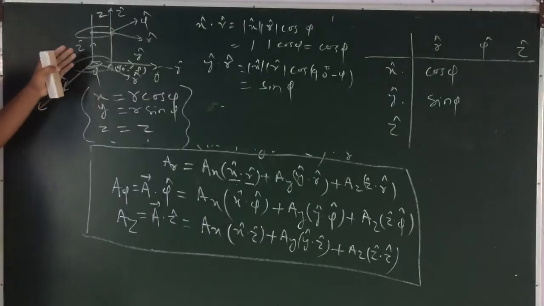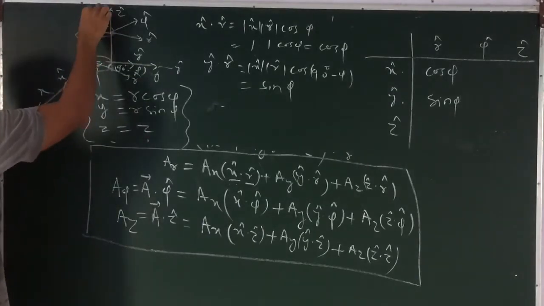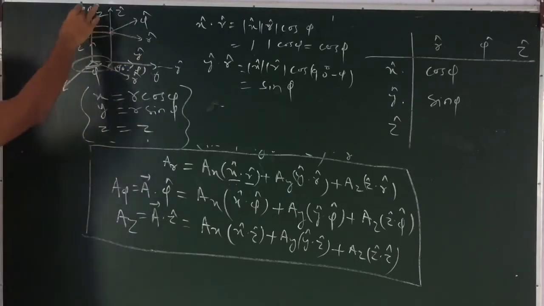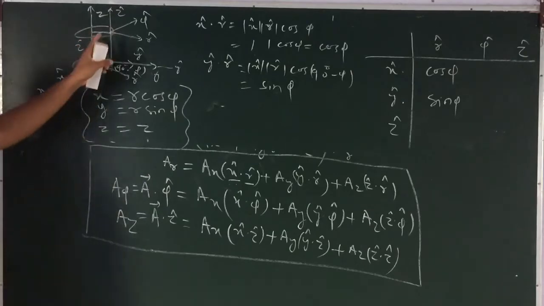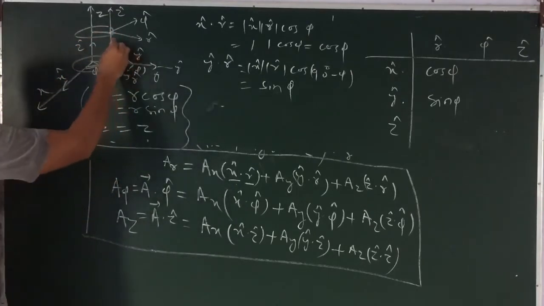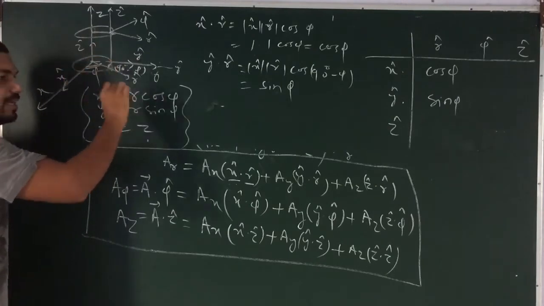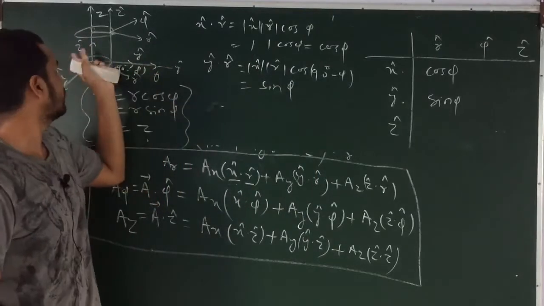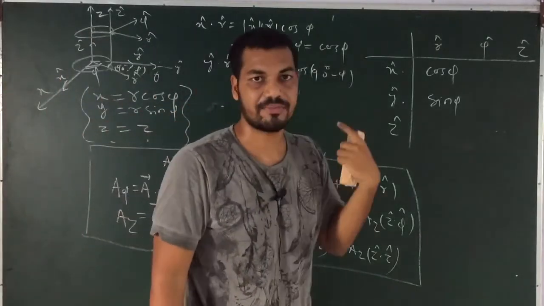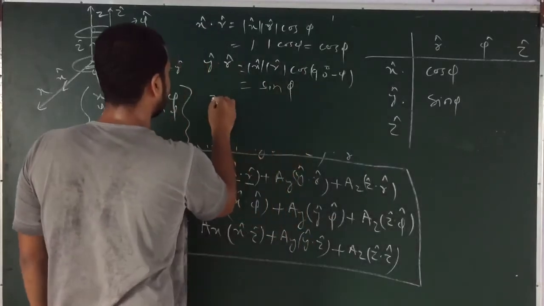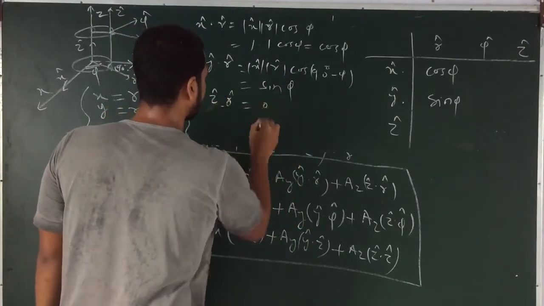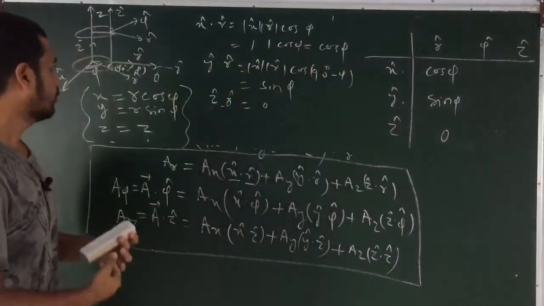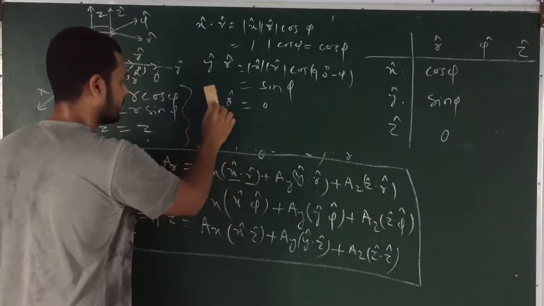And similarly your z cap dot r cap. What is the relation between z cap and r cap? The z axis and the z cap direction. You can see here the z axis is always perpendicular to the radial component, the r cap direction. This is always perpendicular. At any point the radius vector r cap, or the radius vector r, is always perpendicular to the z axis or z cap direction. That's why z cap dot r cap will be equal to 0. Okay, so I hope you understand this.